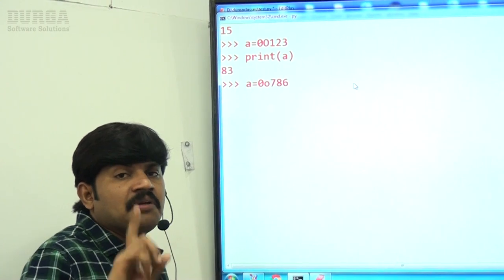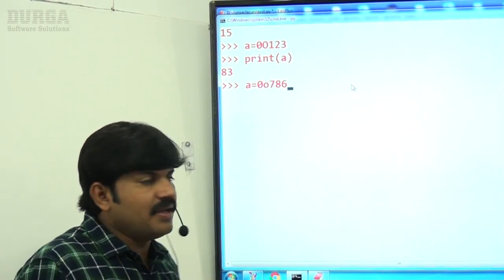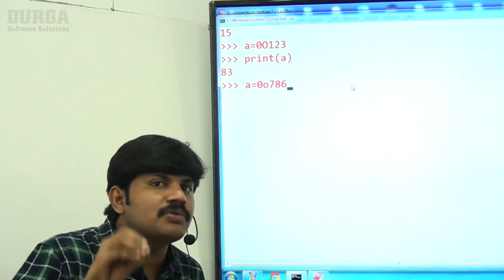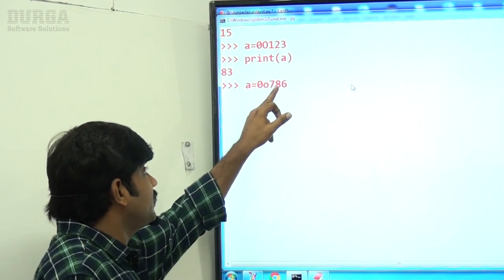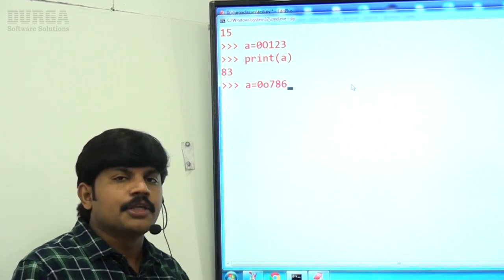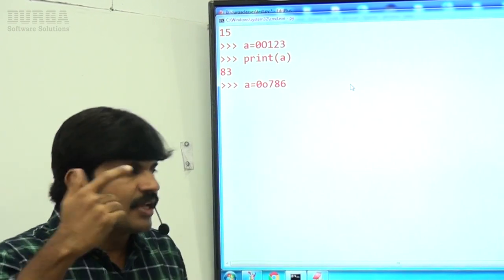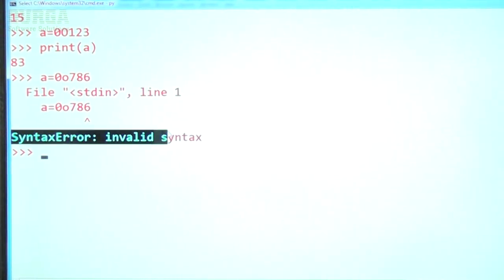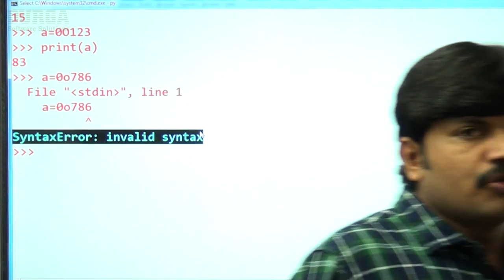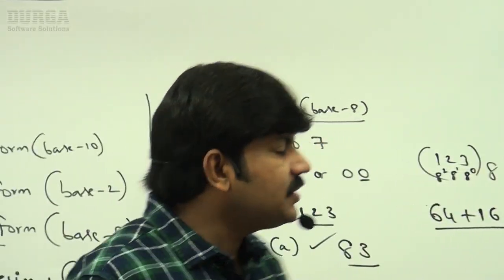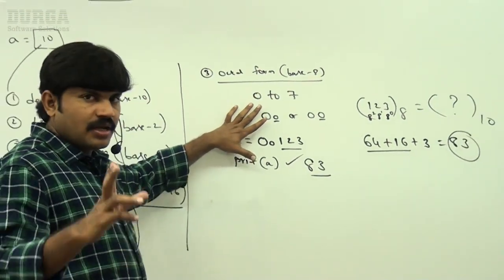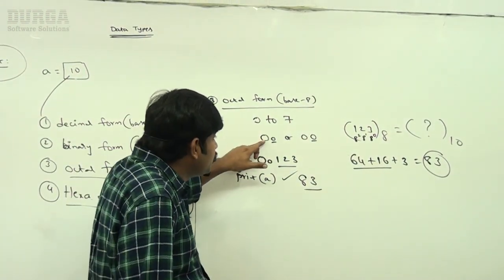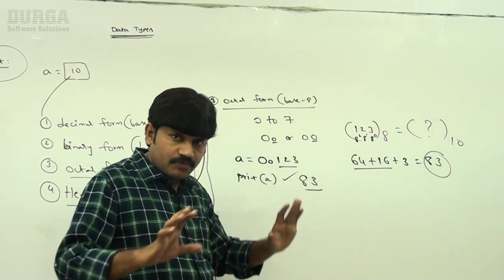Immediately, the Python virtual machine will give an error. 0 followed by O means it is octal. In an octal number only digits 0 to 7 are allowed. How can you take digit 8? Immediately we are going to get a syntax error. Can you please have a look once? Let me press enter. Now syntax error, invalid syntax. I hope everyone is in a position to understand clearly, right? So this is about the octal number system, sir. Allowed digits are 0 to 7, and the literal should compulsorily start with 0 small o or 0 capital O. That's it, right?